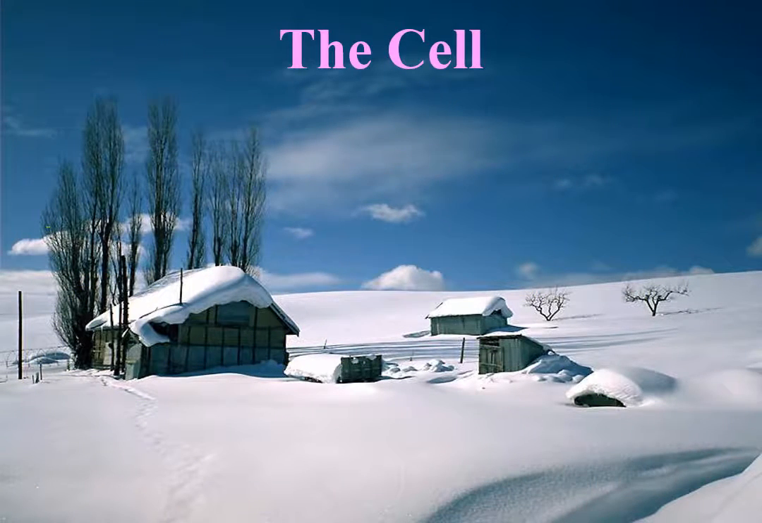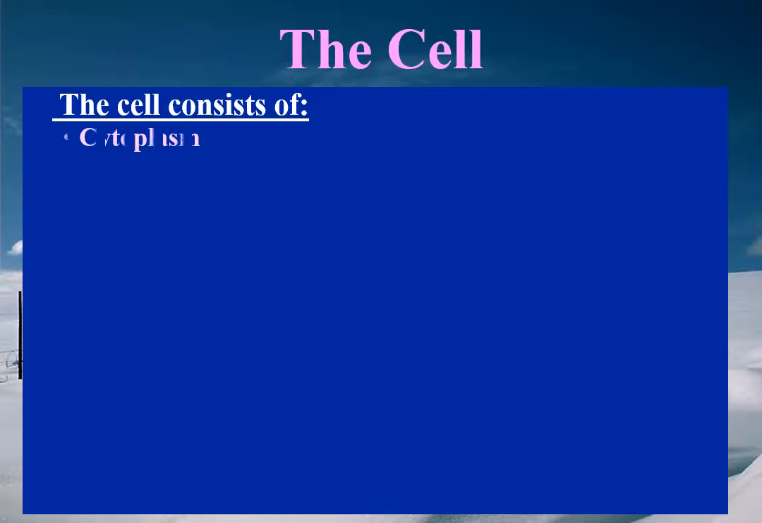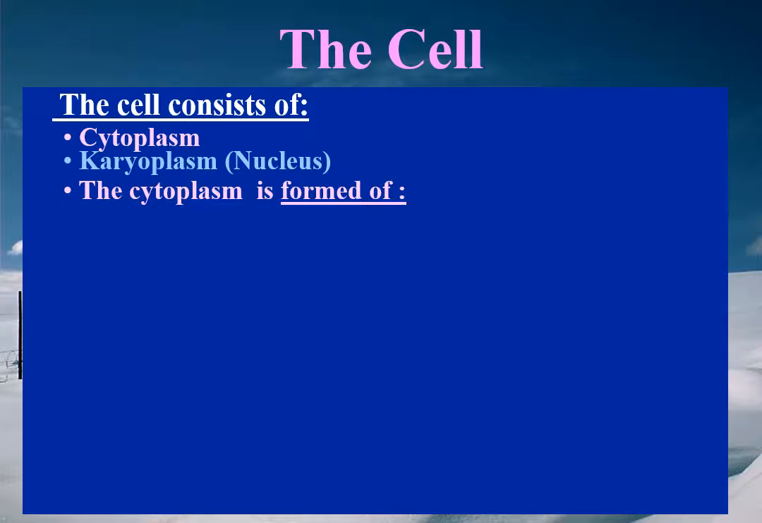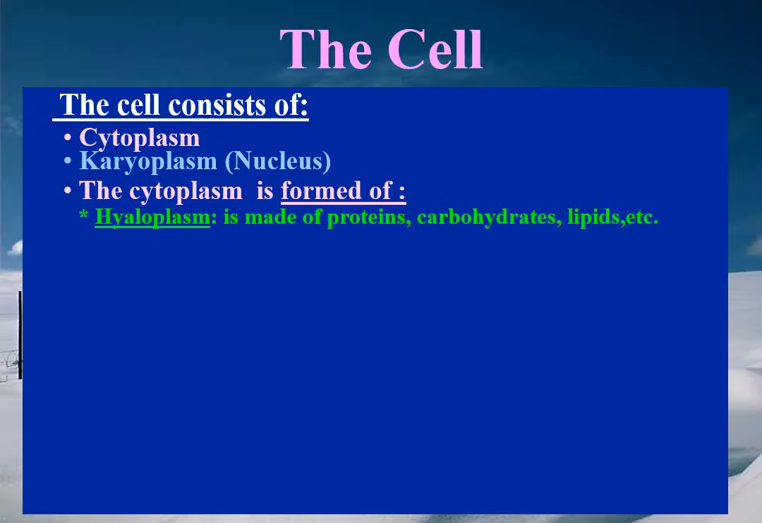The cell is a mass of protoplasm which consists of two major components, the cytoplasm and karyoplasm or nucleus. The cytoplasm is formed of hyaloplasm, which is a viscoid colloid mass composed of proteins, carbohydrates, lipids, etc. Embedded in the hyaloplasm are organelles and inclusions.